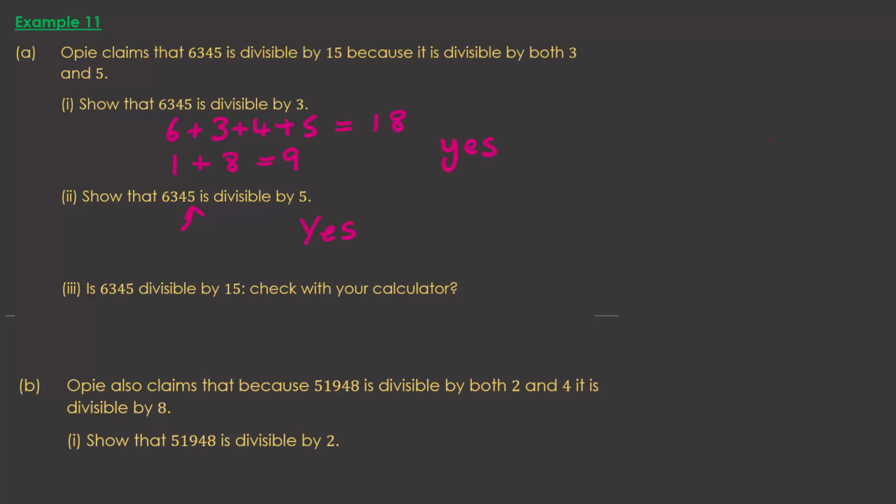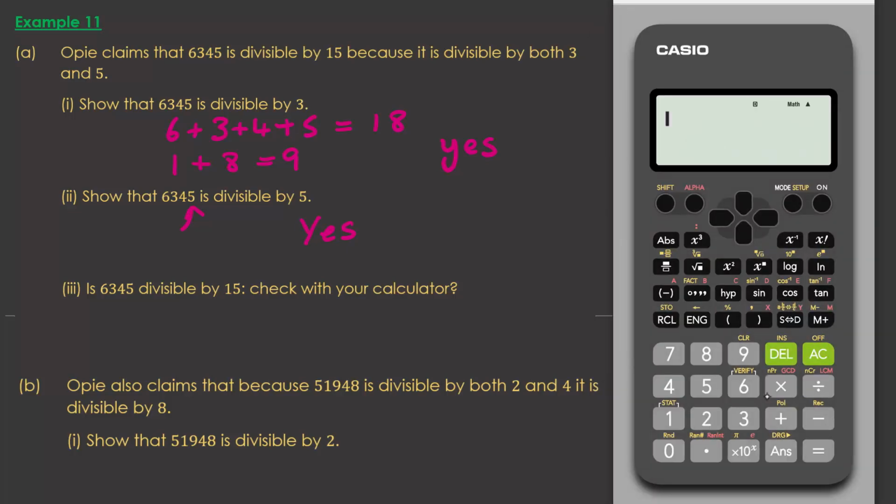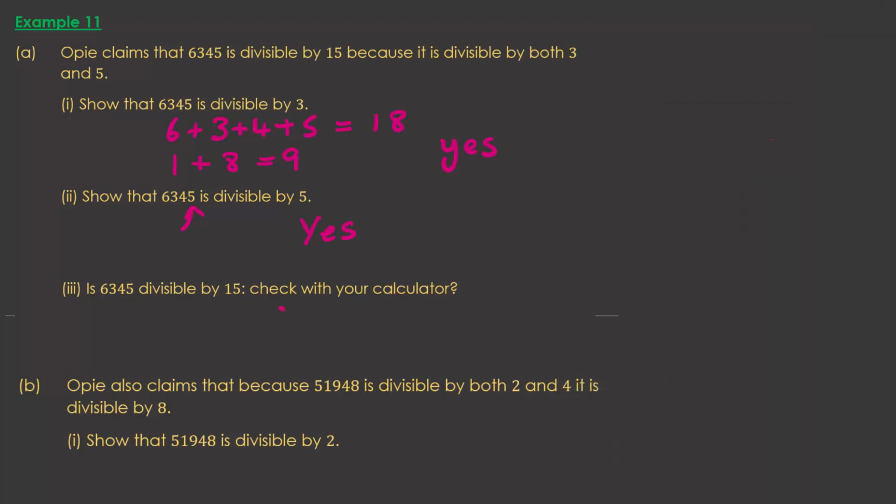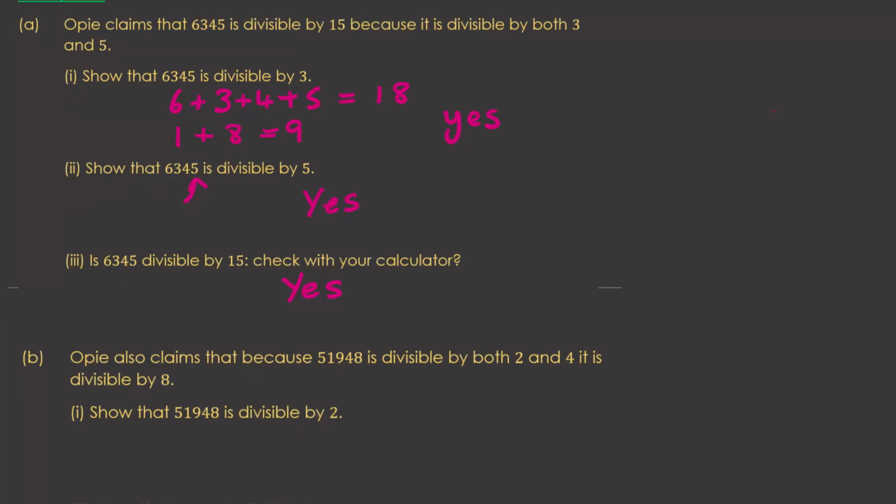Is it divisible by 15? Let's go ahead and check on the calculator. 6,345 divided by 15 is indeed divisible. We can see that because we get a whole number as the quotient. So that also is a yes.